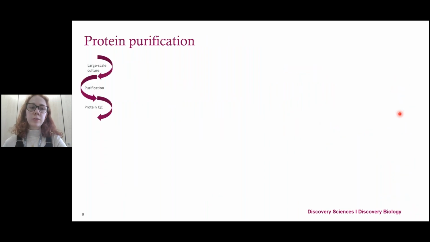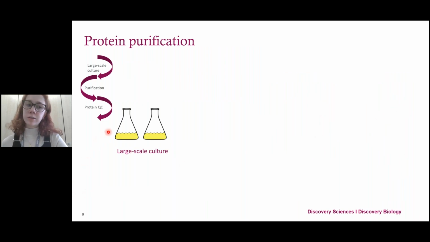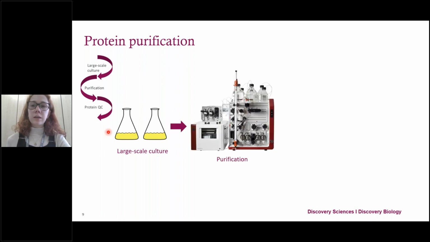For large scale expression, we use either E. coli, insect or mammalian cells to express our proteins. We then use ÄKTA pure systems. These have multi-valves which allow for multiple loops and columns to be used in parallel, allowing us to purify proteins in a semi-high throughput manner. As a standard workflow, we would use affinity chromatography, maybe then tag removal and reverse affinity, potentially an ion exchange step, and then lastly we polish off the protein and remove any aggregates using size exclusion chromatography.